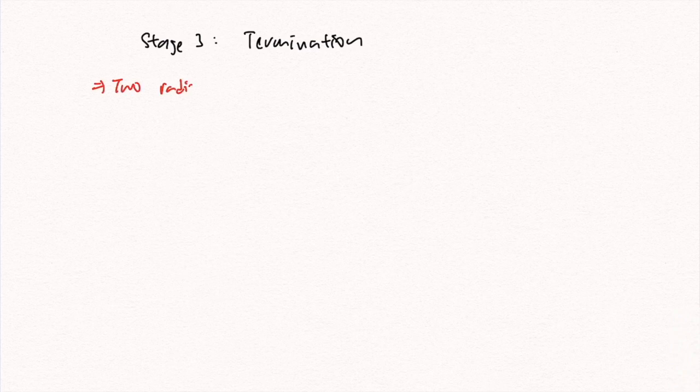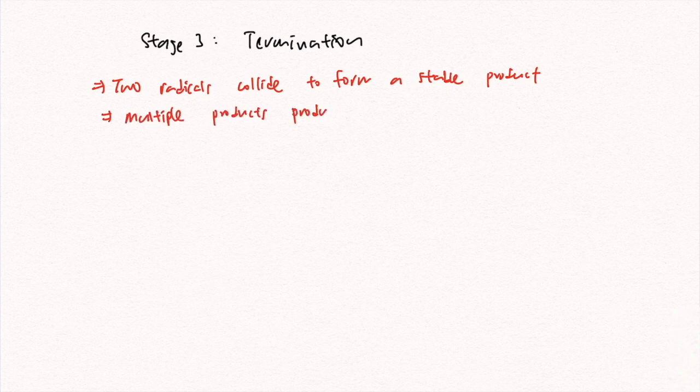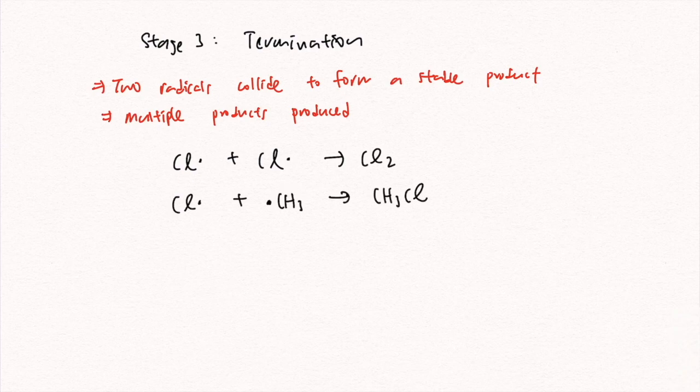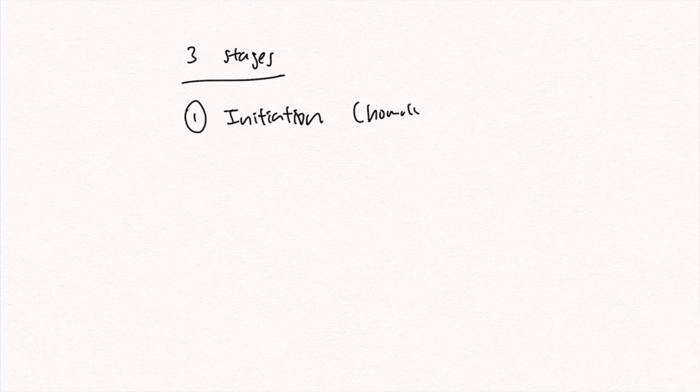Now, lastly, the third and final stage will be the termination stage. As the reaction moves on, we have more and more radicals that are part of the reaction, right? So in this stage, 2 radicals will collide in order to form a stable product. This means that various different products can be produced at this stage depending on what type of radicals are present. For the case of methane, we'll be able to produce the chlorine molecule from 2 chlorine radicals, the CH3Cl molecule from the chlorine radical and methyl radical, and lastly CH3CH3, ethane, from 2 methyl radicals. So basically to recap, in free radical substitution we have 3 stages. Firstly, initiation, where homolytic fission occurs. Second is propagation, and lastly is termination.